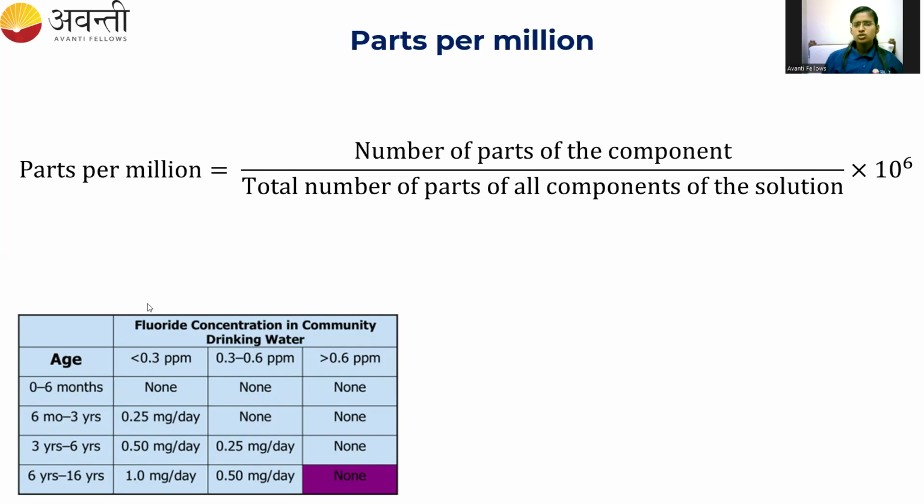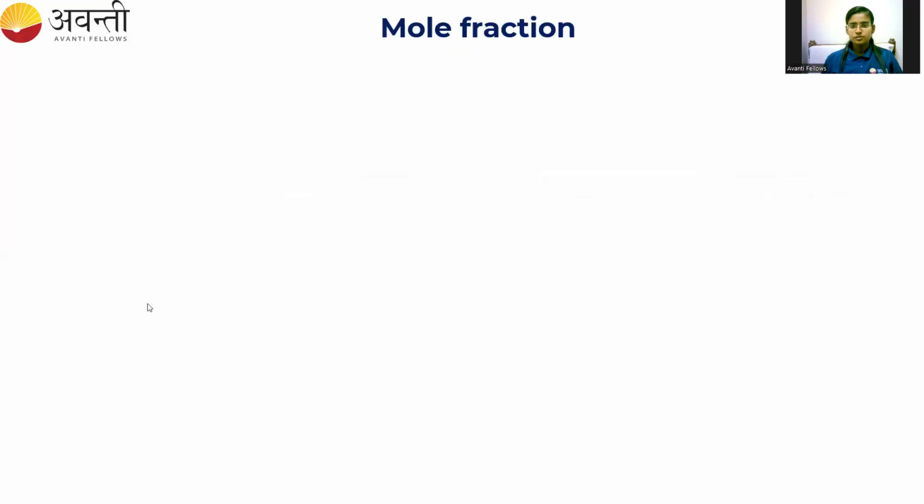So it is used to find out the concentration. ppm is the concentration term which is used to find out the concentration of some ions in the solution. We may have chloride ion, fluoride ion, magnesium ion, calcium ion in the water, right? So to find out the number of parts of that particular ion in the solution, this parts per million concentration term is used. Now coming to the next concentration term, the fifth one, which is mole fraction. It is denoted by the letter X.